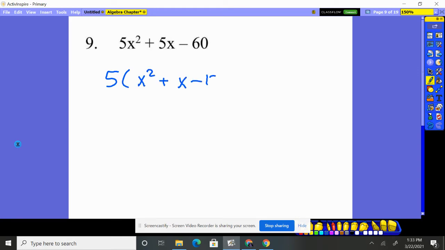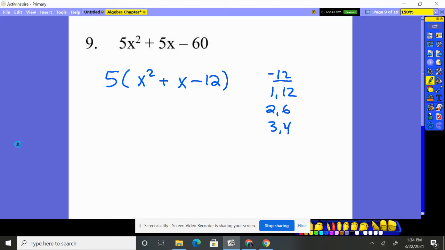And 5 times a 12 gives you 60. So now we must think of the factors of 12. 1 times 12, 2 times 6, 3 times 4. It is a negative 12. That tells me one of the pieces has a negative on it, one has a positive, because a negative times a positive gives you a negative. So since it's negative 12, one of these pieces is negative, one is positive.